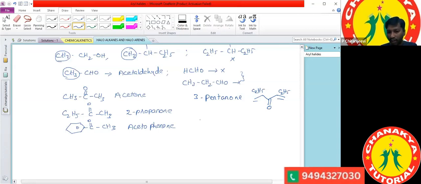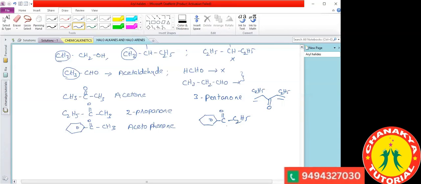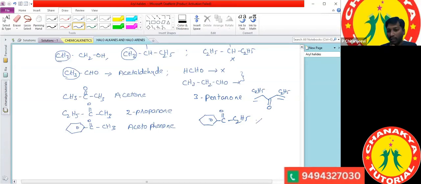For example, if I had given one more structure here, C double bond O bond C2H5, whether the given molecule gives us a positive iodoform test or not? It does not give the positive iodoform test, because there is no methyl group. So these two molecules do not give the positive iodoform test.